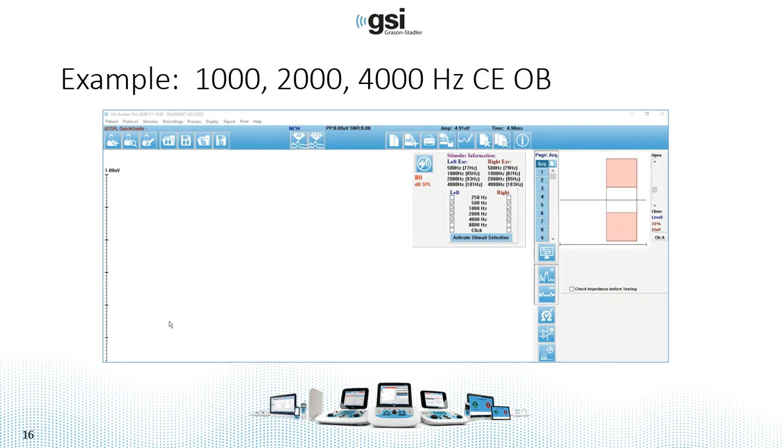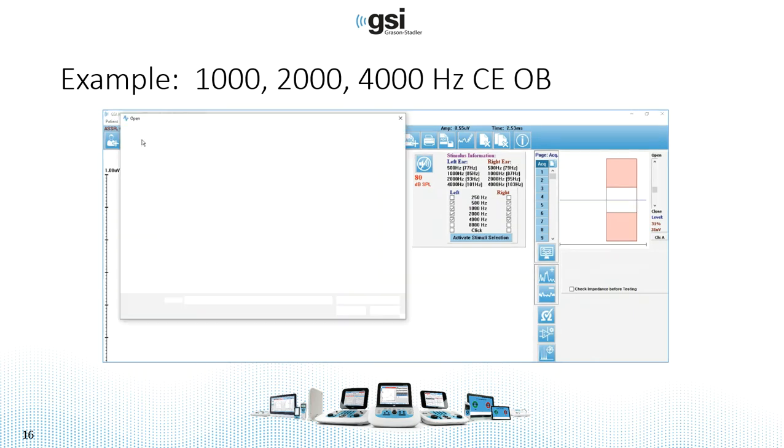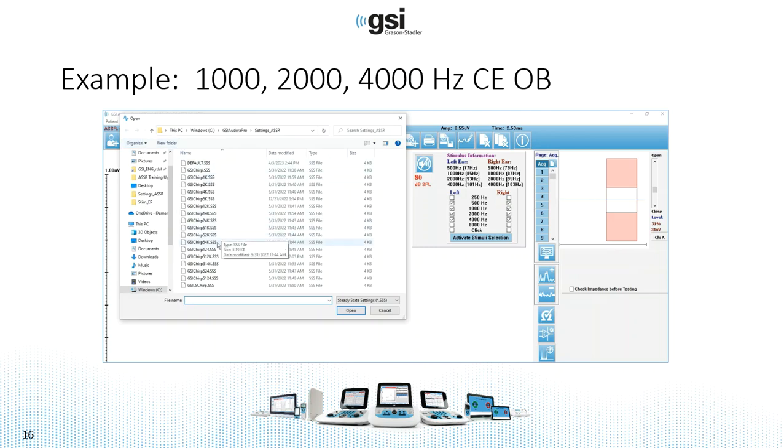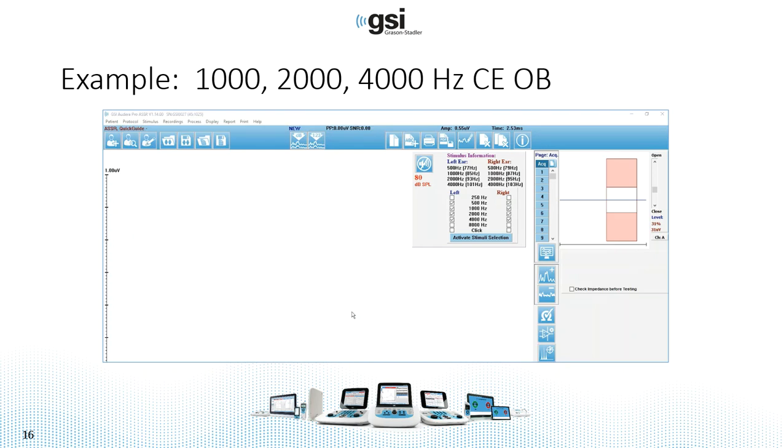Let's look at another example. In this case, I want to test 1, 2, and 4,000 hertz CE Chirp octave bands. So I'm selecting GSI Chirp 124 protocol, waiting a few seconds, and then I see that 500 hertz is no longer there in the left and right ear columns. And I can see that I have selected the GSI Chirp test stimuli.